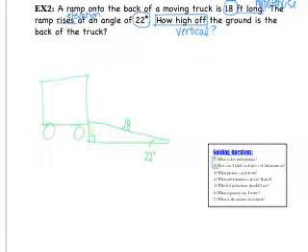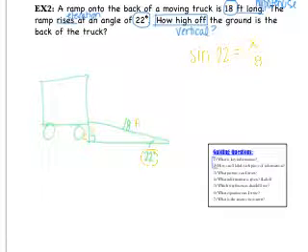Alright, so what information is given? When I look at this, here's my reference angle. X is going to be my side opposite, and 18 is the hypotenuse. So which trig function can I use? Which trig function uses opposite over hypotenuse? Well, that's the sine. So I'm going to say the sine of 22 equals x over 18.